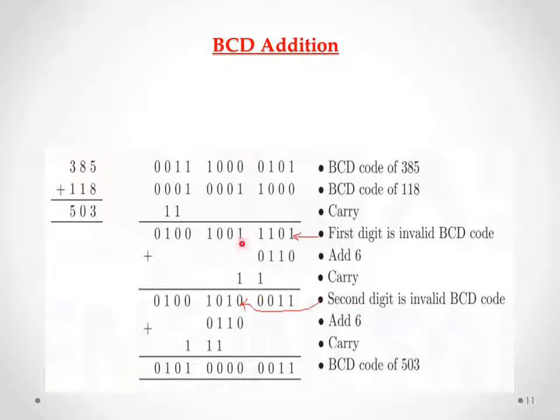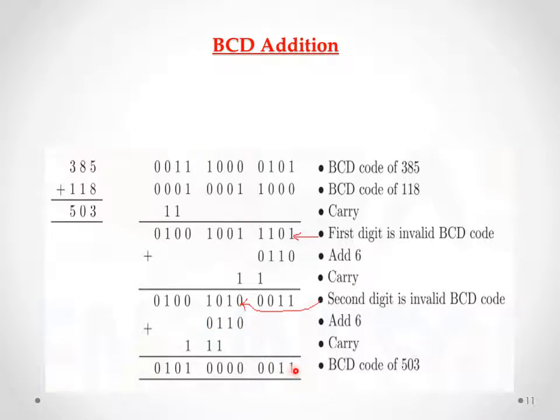So again added with this point. 1 plus 1 is 0. So it's added with this bit carry. So 1 here. So next is 0 1. So these bits are written as they are. Now in this value, only this combination is invalid. That is, it is decimal 10. So we are again adding 6 to this combination.